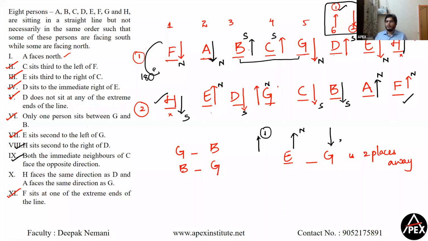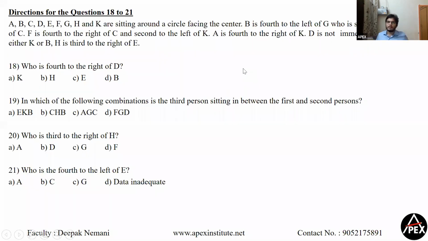Now, start circular arrangements. So let's start with a simple question. So you have 4 questions. I'll give you 5 minutes. We'll discuss this after 5 minutes. Okay. And I have a question for you. Before starting this set, which arrangement, which is easy, linear or circular?